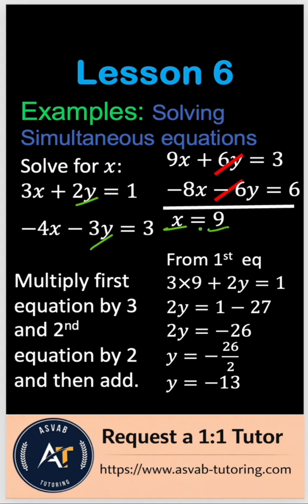So the value of x is 9, and from the first equation, we can put the value of x, which is 3 times 9 plus twice y equals 1. Now 3 times 9 is 27. If we put this 27 to this side, it becomes negative 27. So twice y equals 1 minus 27. Again, twice y equals negative 26. And if we divide both sides by 2, we get y equals negative 26 over 2, which can be written as y equals negative 13, as 26 divided by 2 gives us 13.